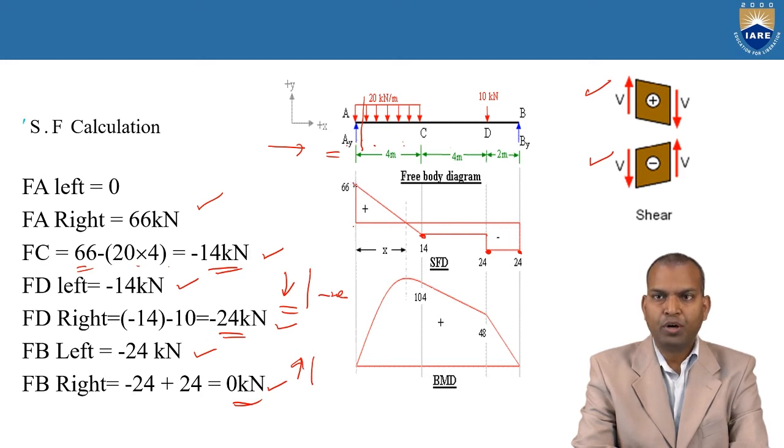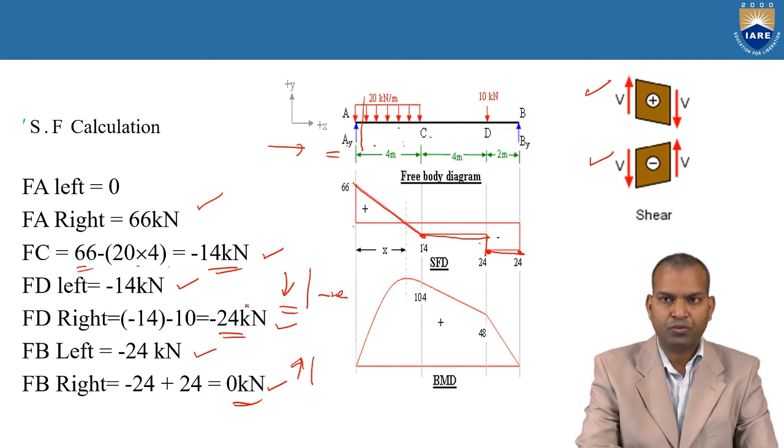So up to point C, draw a straight line. Up to D left, it is constant. At D, it changes from minus 14 to minus 24. And again it stays constant. That's why we can see here, from point D to point B, it is constant, whereas under the UDL it is linearly decreasing. Thus, we can draw the shear force diagram.